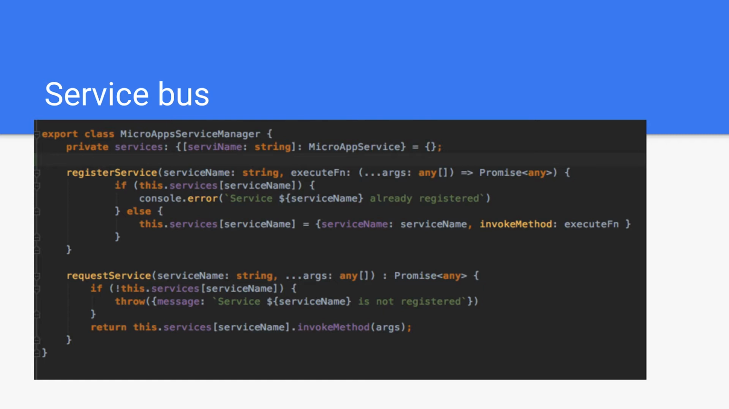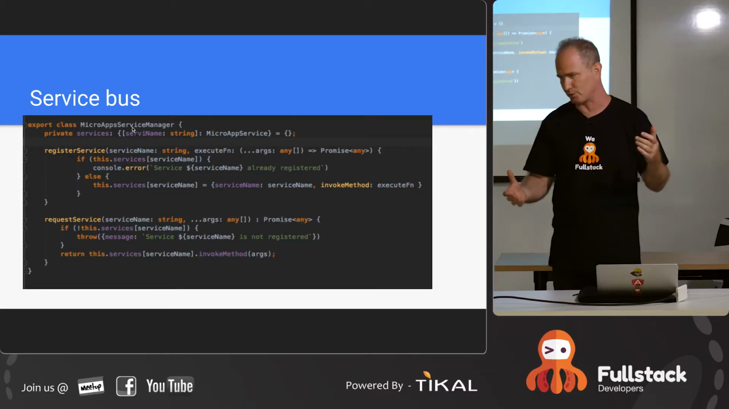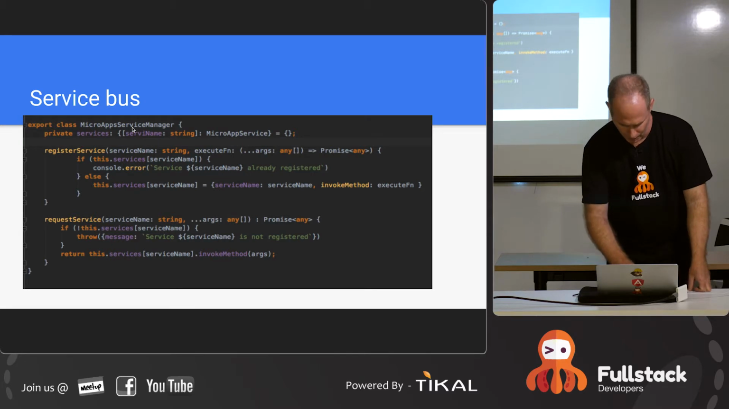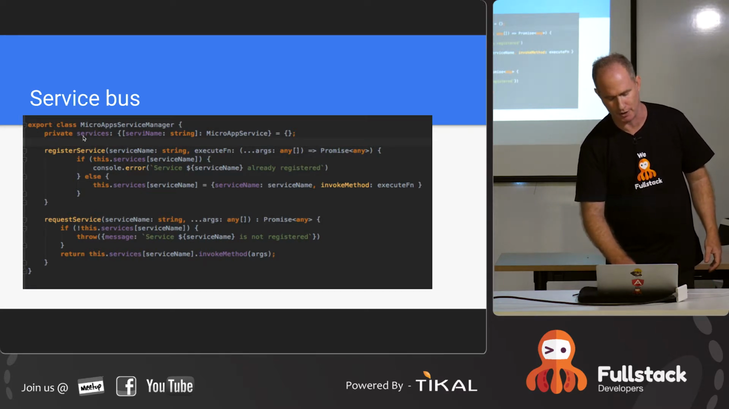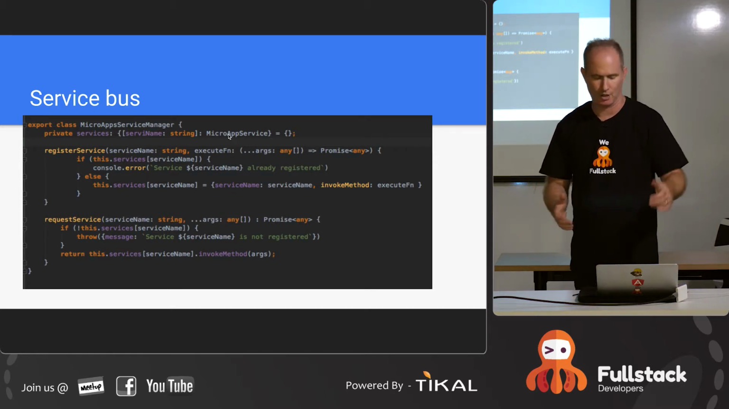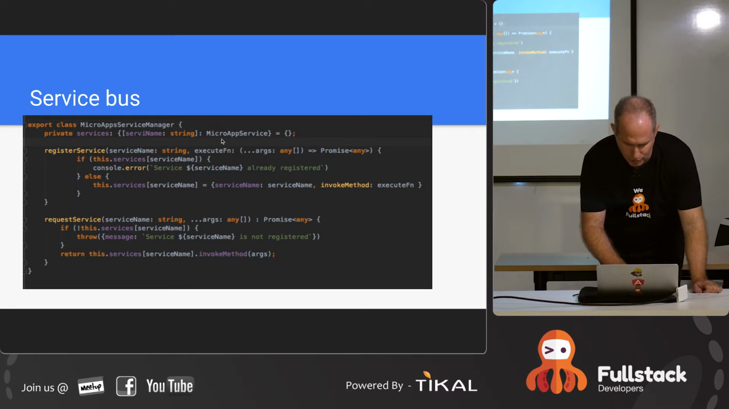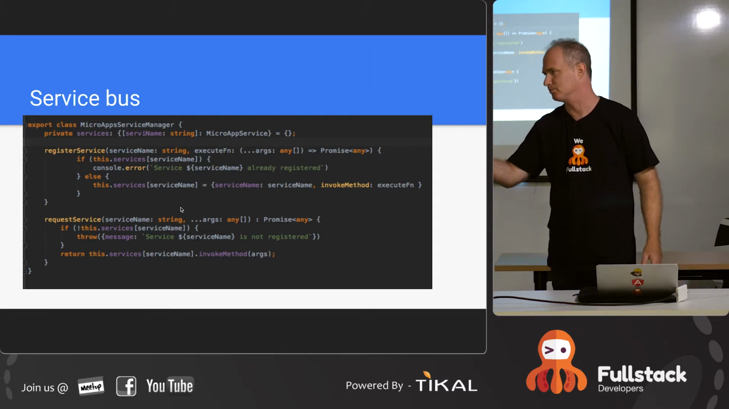How can we reuse code between applications? Microservices, or even the service-oriented architecture, are familiar with this service bus. What we can do in JavaScript is have our service manager class. Inside the service manager class, what I did is have just a dictionary with service name and execution. What the execution needs to do is just return a promise. That's it.